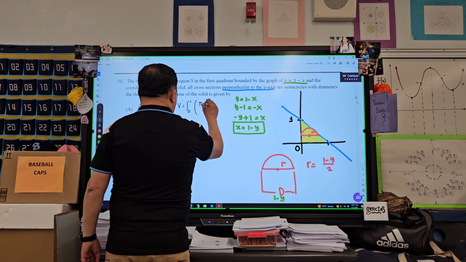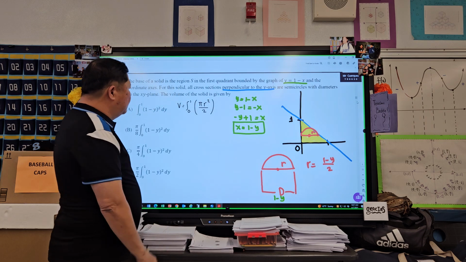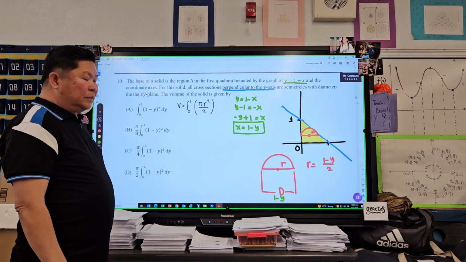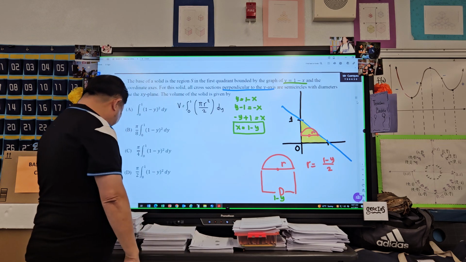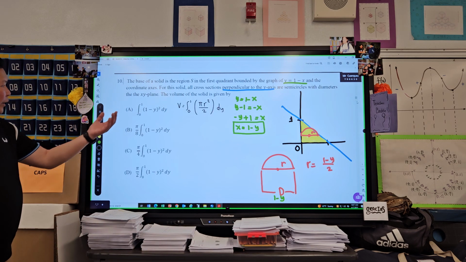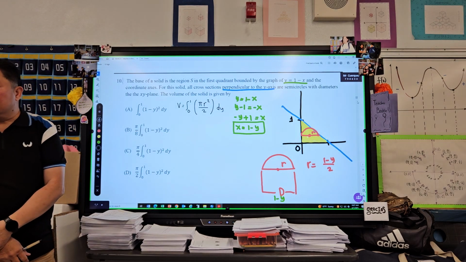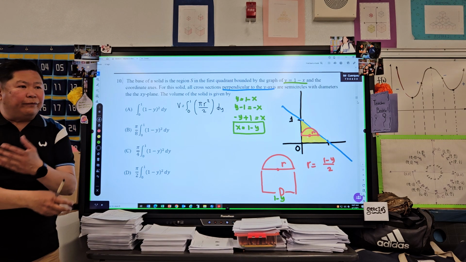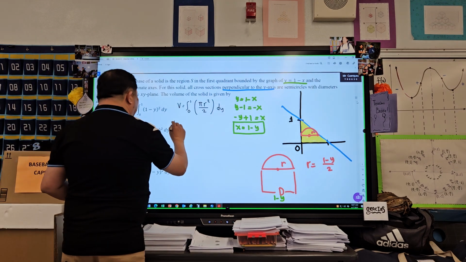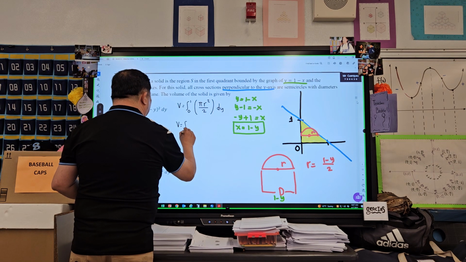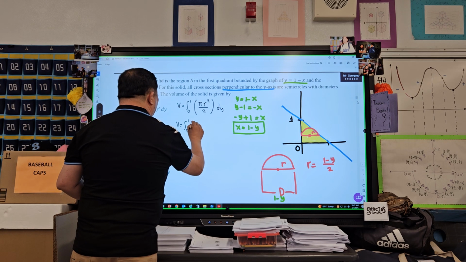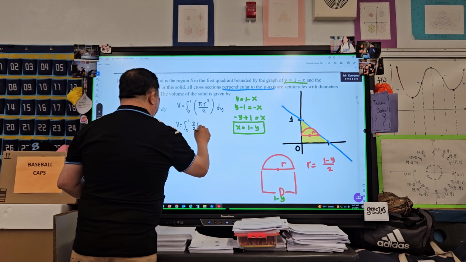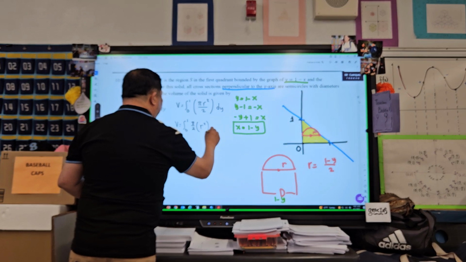So pi r squared over 2, and then dy, right? Okay. So what's next? Can we factor out the pi over 2? Yeah? So we say volume is equal to the integral from 0 to 1, and we have pi over 2, and what is left right here is r squared dy. You get me?